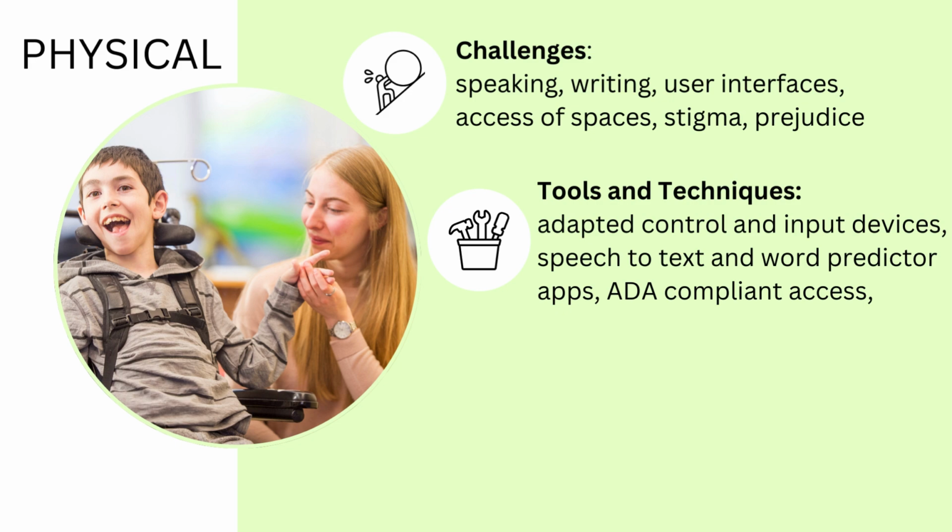People with physical impairments use a range of tools to help them interact with their world. They use adapted control and input devices for technology, such as switches and eye gaze tracking. They use software that converts speech to text, as well as word predictor apps to facilitate faster composing. ADA access to building is helping wheelchair users access spaces, but much work is still needed.